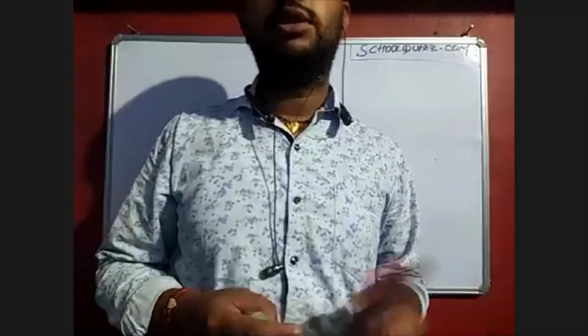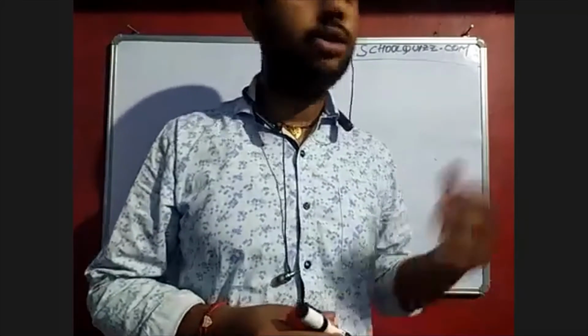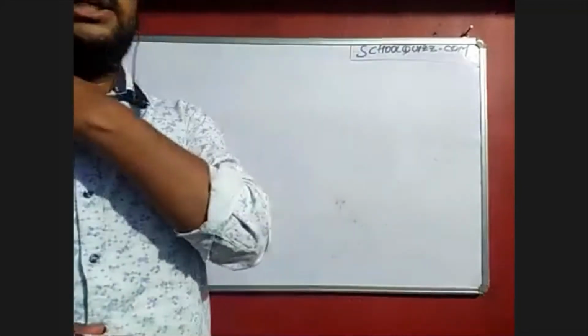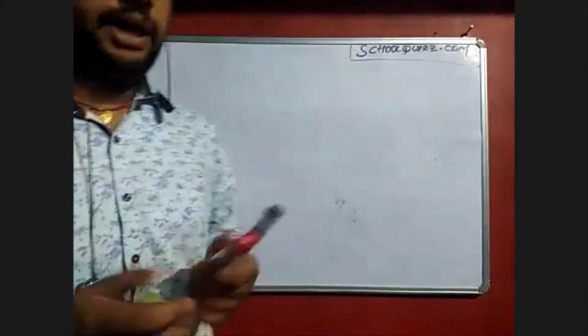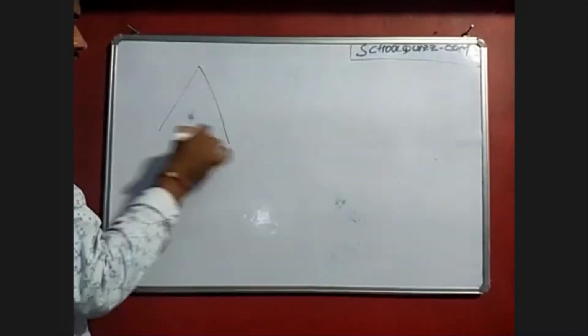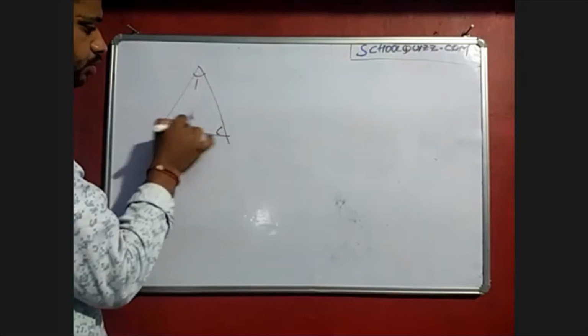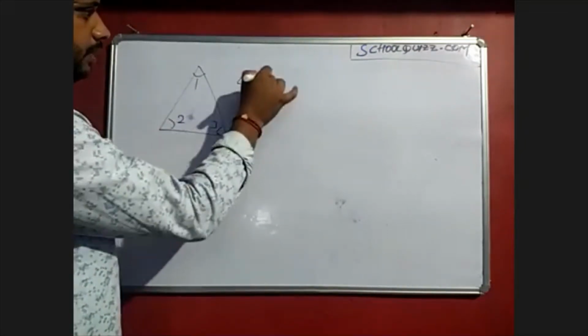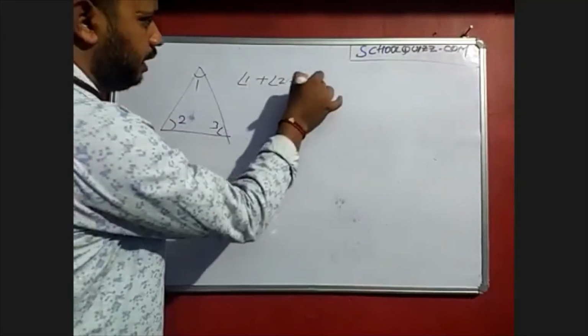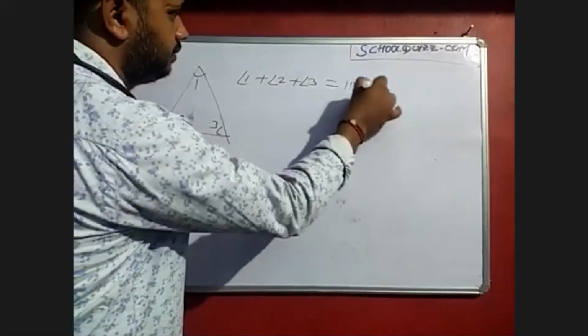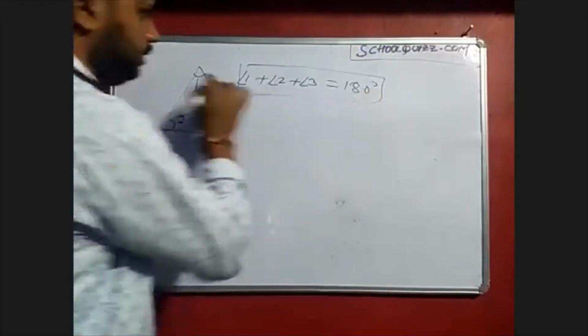Properties of triangle. The sum of all interior angles of a triangle equals 180 degrees. That is one property. Let the interior angles be this 1, 2, 3. So angle 1 plus angle 2 plus angle 3 must be 180 degrees. Okay, so this is there.